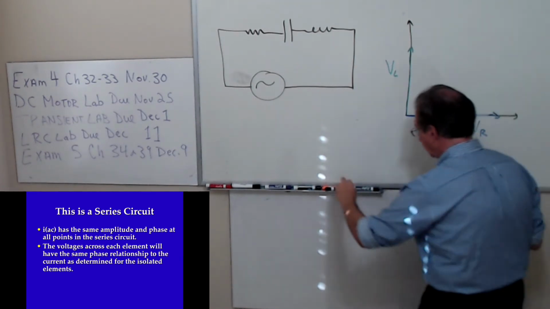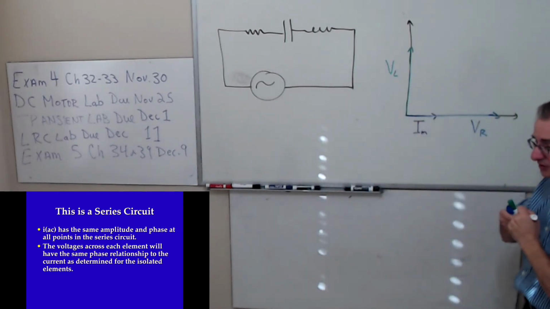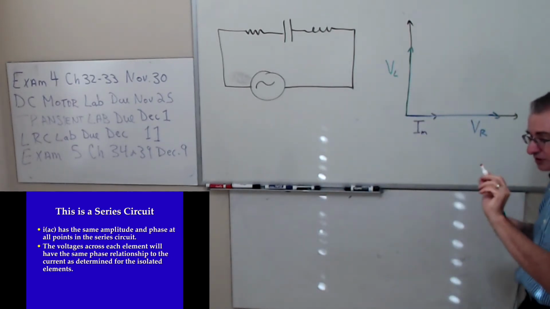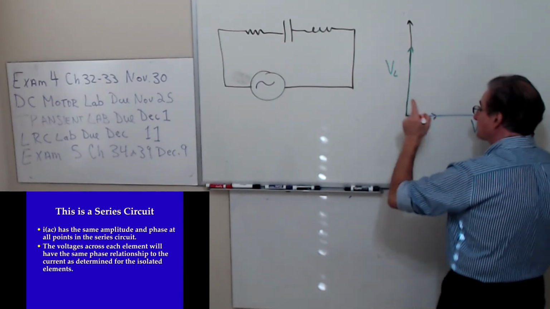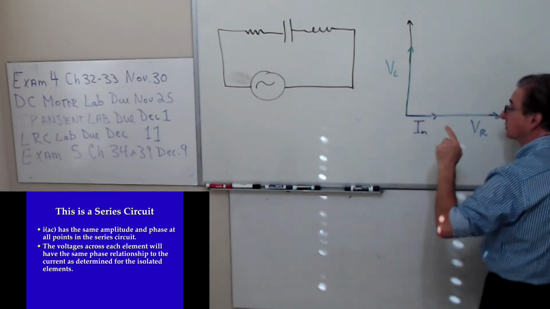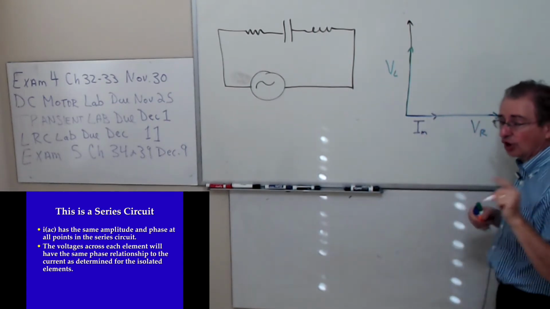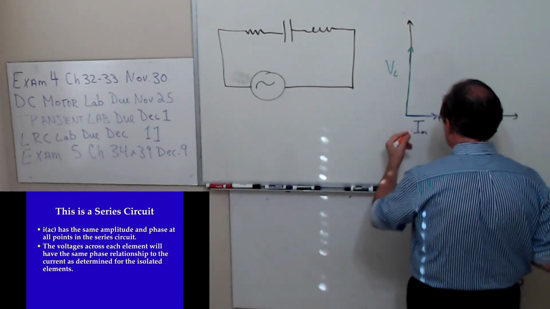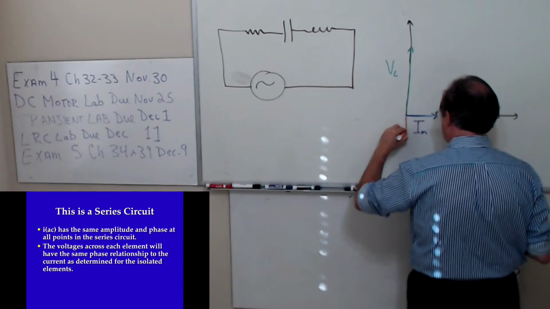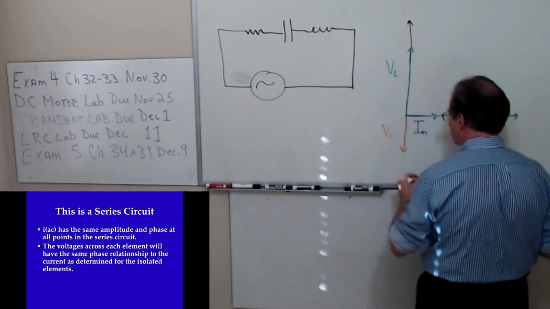And then hopefully you can see this. I usually don't use this color, but I need this extra color today. It's kind of an orange color. For the capacitor, the voltage across the capacitor lags behind the current through it by 90 degrees. So I'll write V sub C.